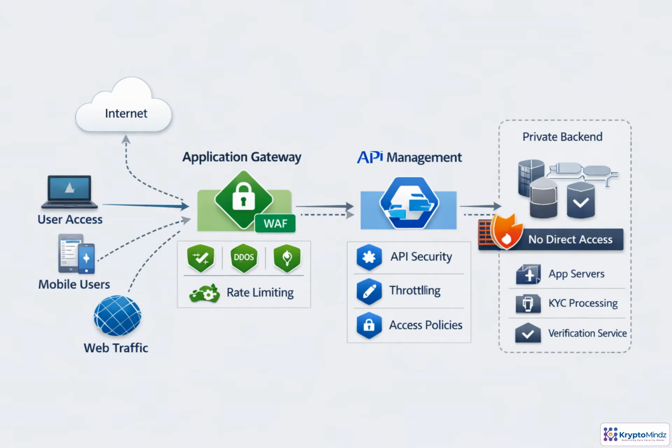Public traffic for onboarding and wallet callbacks should never touch the KYC core directly. Instead, it first reaches Application Gateway with WAF, where TLS is terminated, malicious patterns are blocked, and rate limits protect capacity. From there, only validated requests flow into API Management, where we enforce policies, authentication, and throttling. All routing targets private endpoints, so application servers, verifiers, and KYC processors remain isolated from the internet.